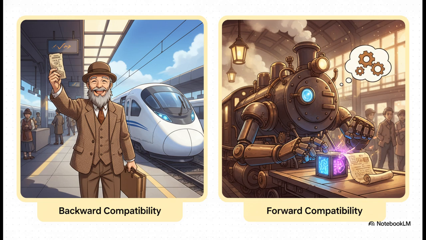Now, backward compatibility is what we usually focus on. We add new stuff to our API, and the old clients don't break. Simple enough. But forward compatibility is just as critical. It means a client can get a message from a newer version of the API and not crash. Maybe it just ignores the new fields it doesn't understand. You really need both for a truly robust system.